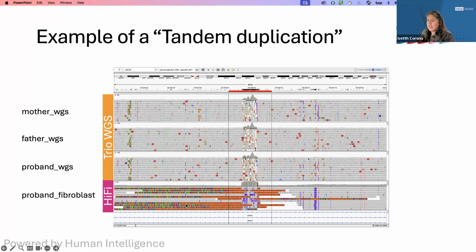And then in terms of HiFi, this is the HiFi data, the last track, and it is very easy to see what was happening. This is a tandem duplication, and what SVTopo does is tell me precisely the topology of what is going on. So the reference is ABCD, and the variation is ABBCD. So it's a tandem duplication in this region.